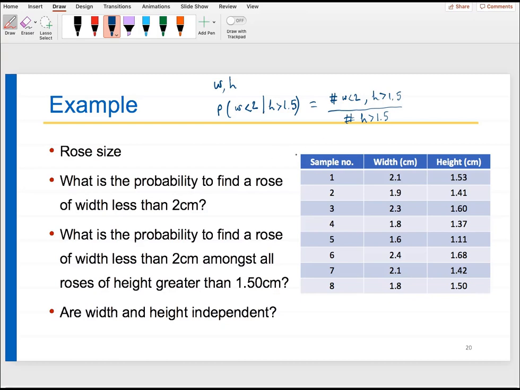So this is simple to calculate, right? You just have to count these values. The width is less than 2 and height is greater than 1.5. This does not qualify. This one does not qualify. This one does not qualify. Okay, let us say greater than or equal to, because we have got exactly 1.5. Okay. Greater than or equal to.